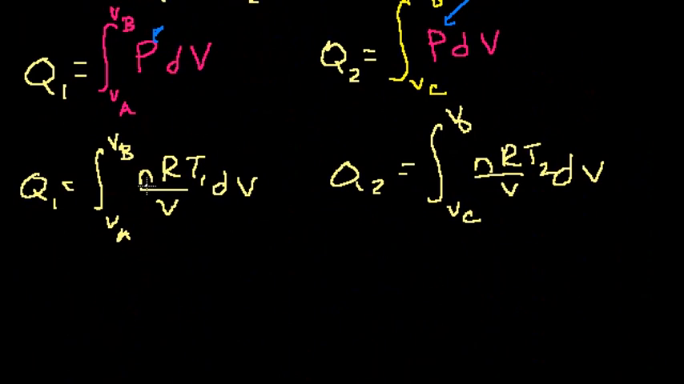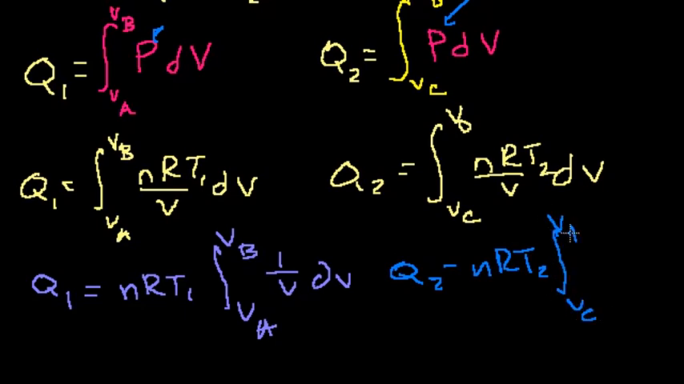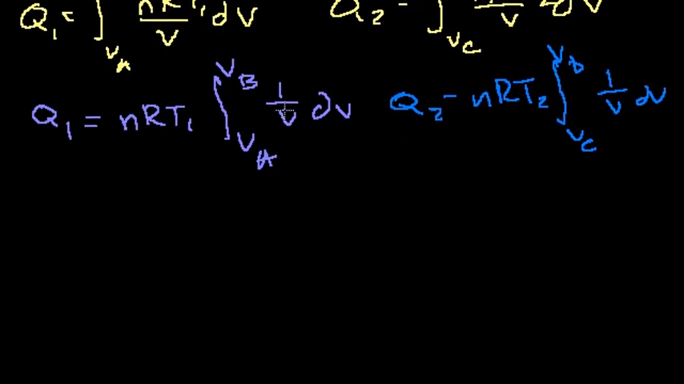Fair enough. So n is constant. R is definitely a constant. n is just the number of molecules we have, and then our temperature is also constant, so we can take it out of the integral. So we can rewrite Q1 as nRT1 times the integral from VA to VB of 1 over V dV. And Q2 we can write as nRT2 times the integral from VC to VD of 1 over V dV. All right, now this integral is fairly straightforward to evaluate. The antiderivative of 1 over V is the natural log of V.